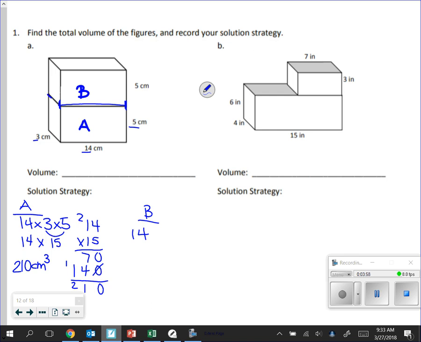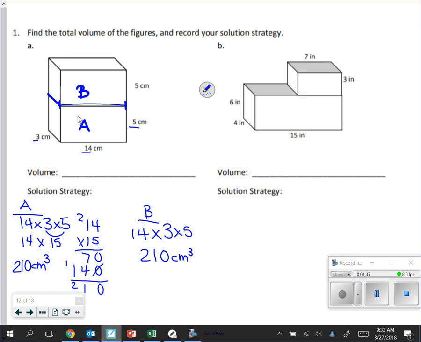My width, look at that. They're flush. They're lined up, edge to edge. So what do you know about the width? 3. It's 3. It's exactly the same. So 14 times 3. And then it gave me the height, 5. Now, do I have to do all that math again? No, because I already did it. It's 210 again. So, I've got the volume of A. I've got the volume of B.